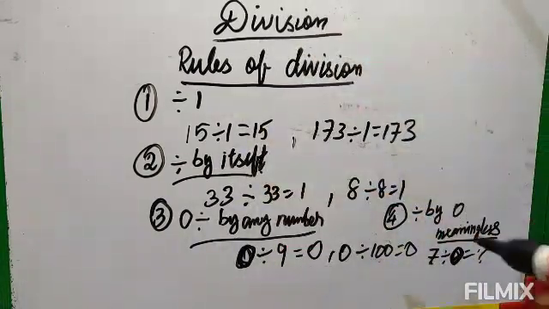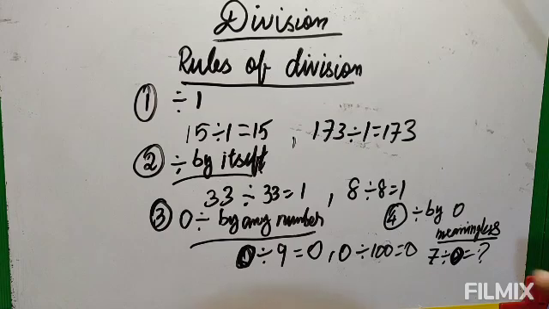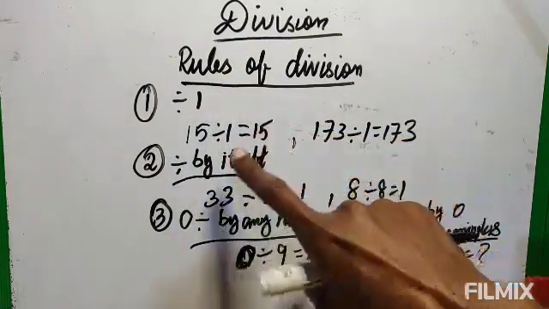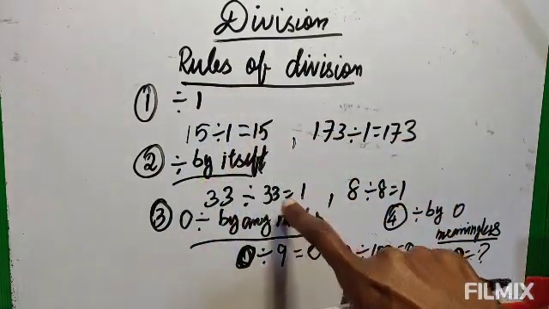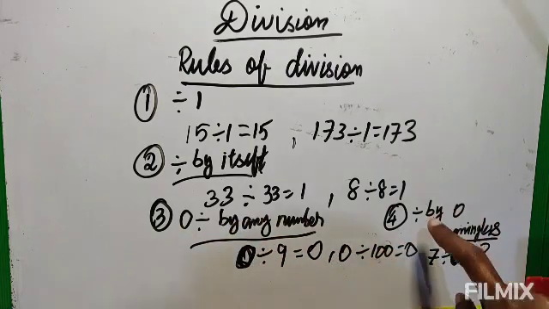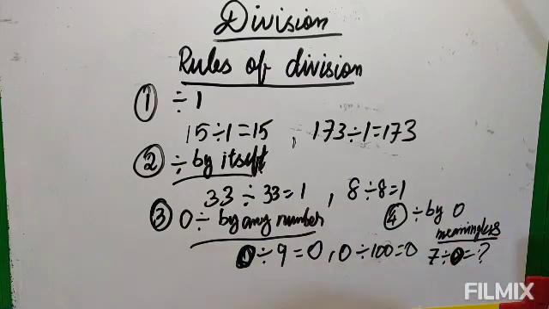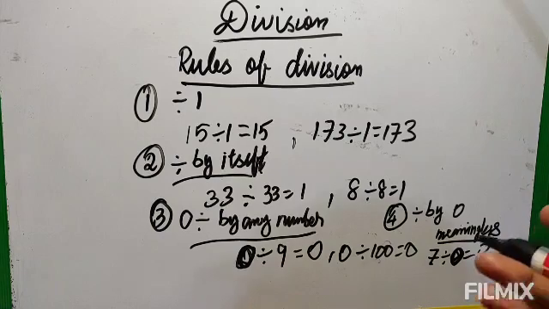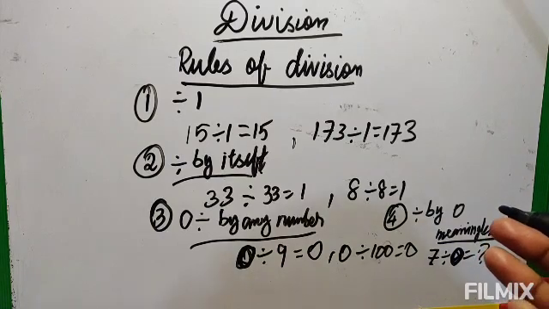So don't forget these 4 rules. Divide by 1, the answer is the number itself. Divide by itself, the answer is 1. 0 divided by any number is 0. Divided by 0 is meaningless. From here, fill-in-the-blanks can be asked. So go without forgetting, without confusing, and follow the rules.